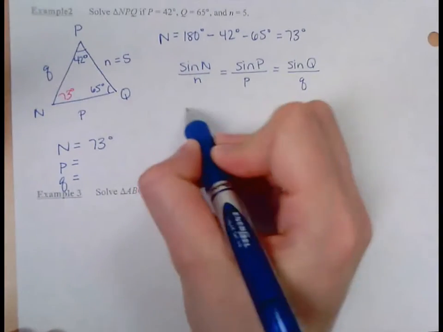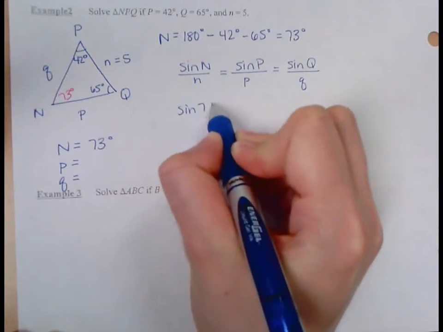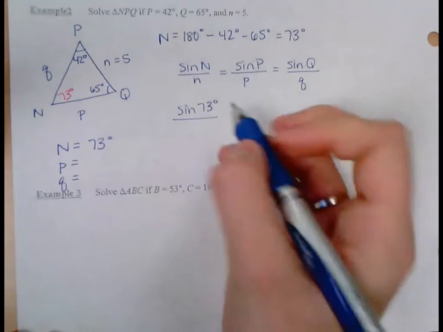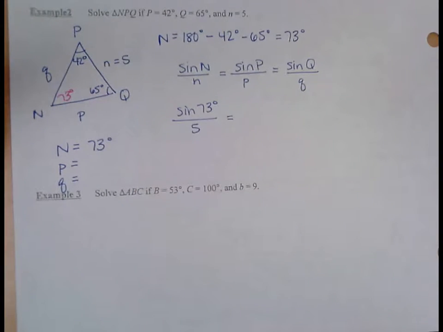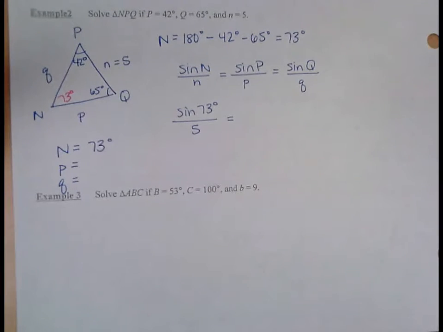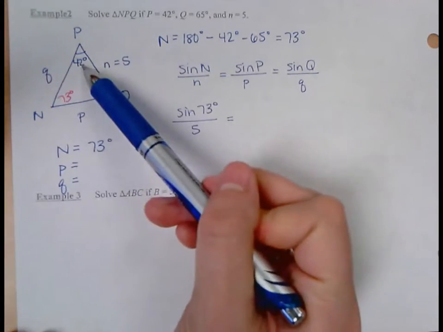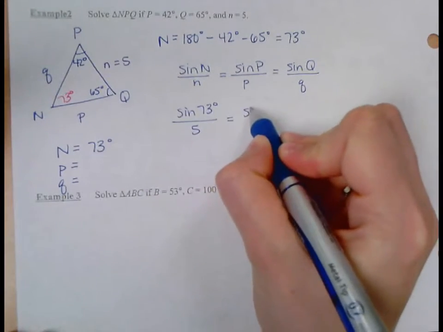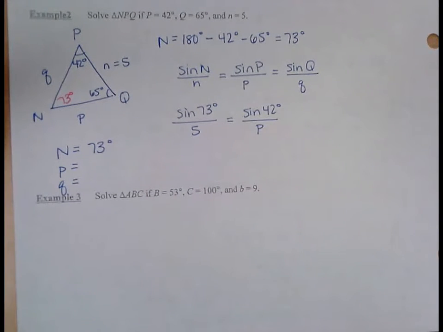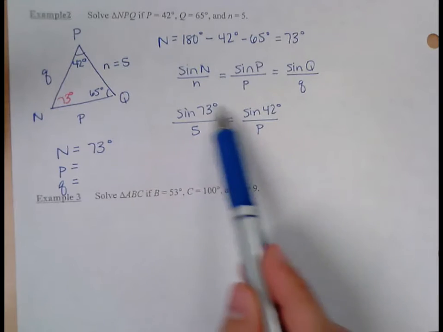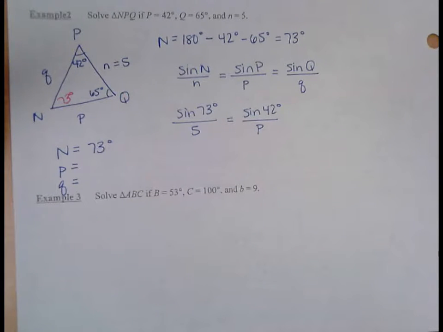So I would have sine of angle n, 73 degrees, over side n, 5, is equal to... then I just have to determine, do I want to find side P or side Q first? I'm going to find side P first. So I would use angle P: sine of 42 degrees over side P, just keeping it as P. And now I'm solving this for P.